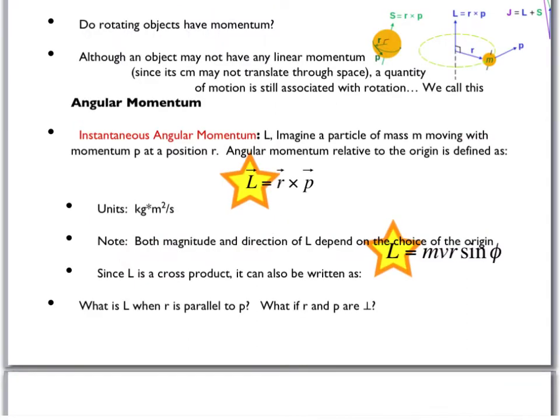So first of all, we need to ask ourselves if rotating objects have momentum to them. That answer is absolutely yes. Just like any object with mass that is moving has a kinetic energy, an object with mass that is moving also is going to have some sort of momentum. Although an object might not have a linear momentum, since its center of mass may not necessarily translate through space, a quantity of motion is still associated with that rotation, and we call that angular momentum.